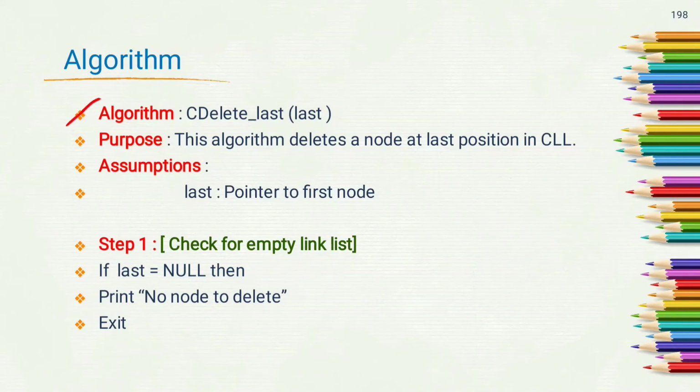First we have to write algorithm colon, name of algorithm is C delete underscore last. That means we are performing delete operation in circular linked list at last position. The parameter which is required is last, which is pointed to last node. Purpose of this algorithm is delete a node at last position in circular linked list. Step 1 is check for empty linked list. If the value of last is equals to null, that means there is no node available in circular linked list, so we have to print no node to delete and exit from the algorithm.